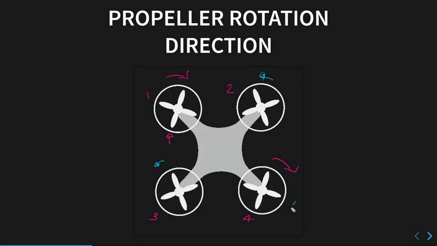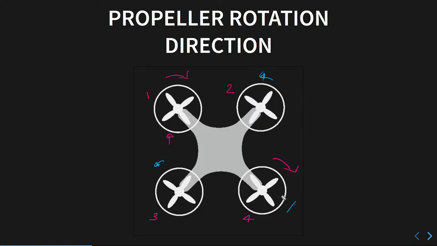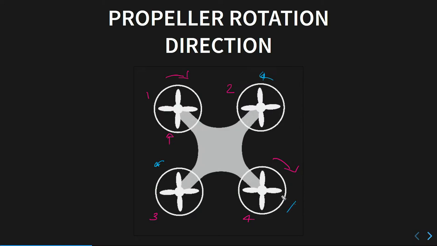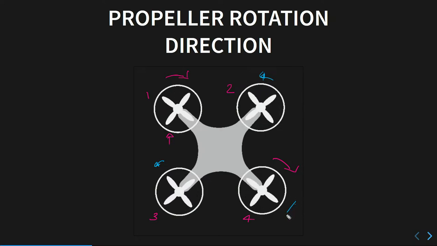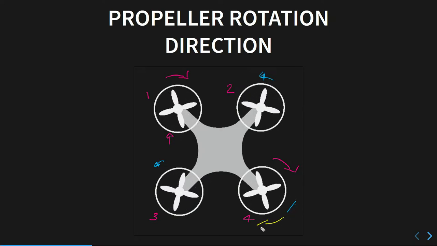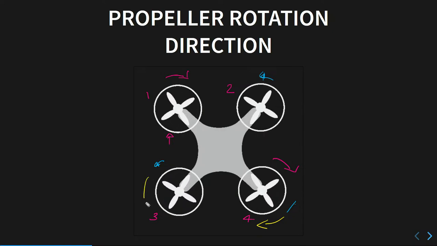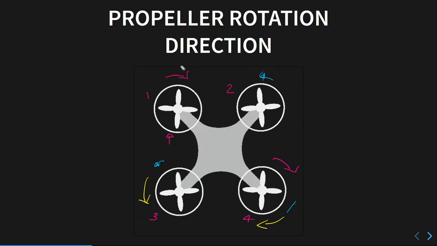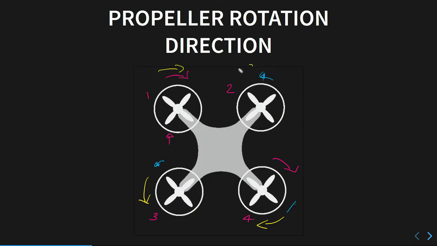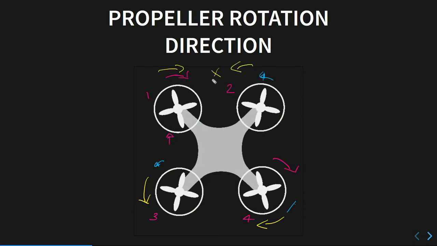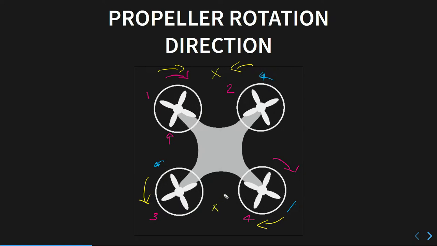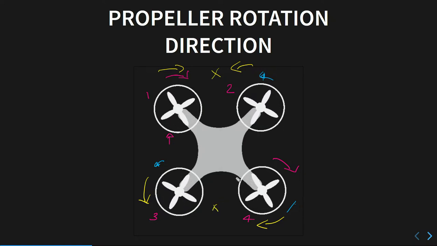So this will create a torque in one direction. This will create a torque in this direction. This will create a torque in this direction. This will create a torque in this direction, and then they cancel each other out. So this way you can basically stabilize the quadcopter.